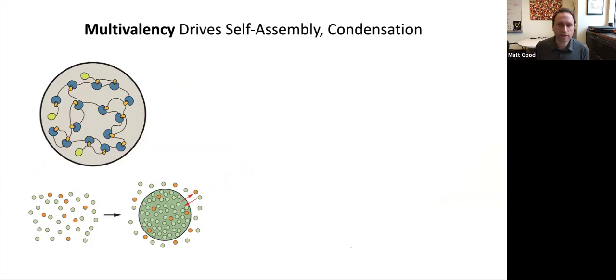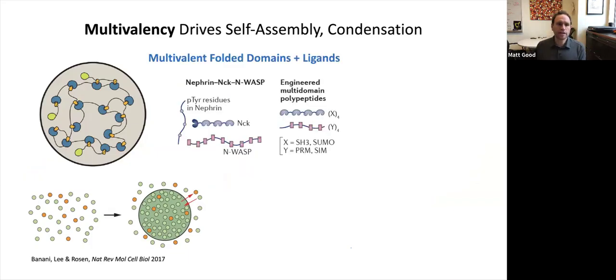I'm not going to spend much time on this. You can achieve multivalency a number of different ways. Many signaling proteins contain multiple folded domains and will bind to short peptides or linear interaction motifs on other sequences, like in the case of NCK and N-WASP. You can also engineer your own multivalency, for example, by using multiple SUMO domains, which bind to multiple SIMs. These generate really nice liquid condensates.